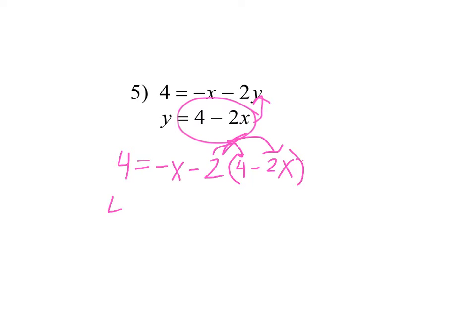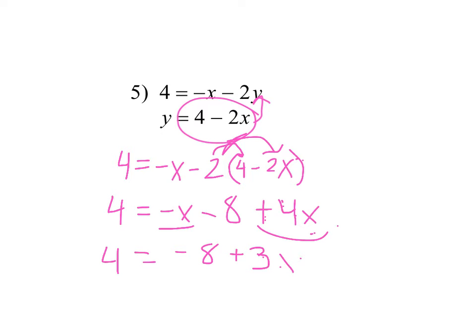There we go. So 4 is equal to negative x. Negative 2 times 4 would be negative 8. Negative 2 times negative 2x would be positive 4x. What do we do next? Combine like terms. So working on the same side of the equation, we have negative x plus 4x. What do we get when we combine negative x plus 4x? 3x. Perfect, 3x.